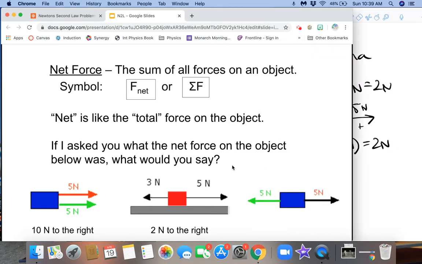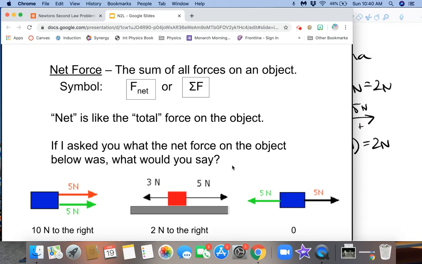And then last but not least, if I have 5 newtons to the right and 5 newtons to the left, what's my net force? If you said 0, you're correct, right? There's no net force here. Some people say these forces cancel out, which is a correct term to use as well. Here we have balanced forces. So since the forces are balanced, the force is canceled out.